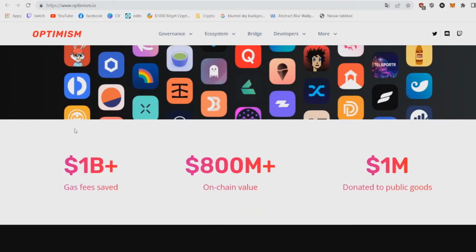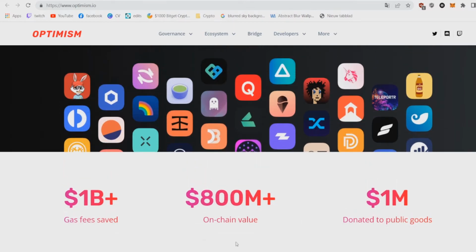And with this foundation, what they did is they saved 1 billion in gas fees, 800 million on-chain value, and they donated 1 million for public goods. Also, guys, they have 300 million in total value locked, which is insane for the market cap. We'll check that out in a sec. As you can see, they got these major partnerships already. We got Chainlink, I think Avicii or something. We got CryptoPunks, we got Unicorn, we got Synthetix.